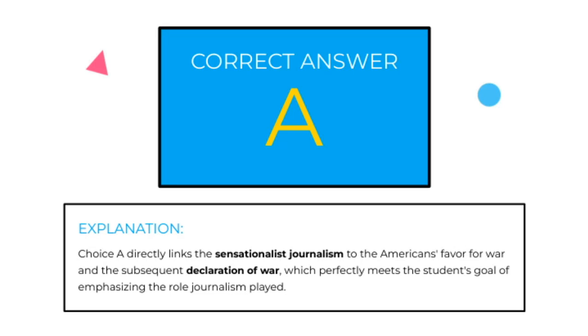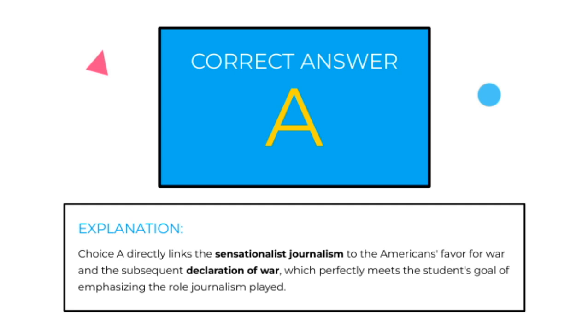Choice A clearly shows how sensationalist journalism directly influenced public opinion by shaping Americans' desire for war. This connection is crucial because it demonstrates the powerful role that media played in swaying public sentiment and ultimately leading to the declaration of war.